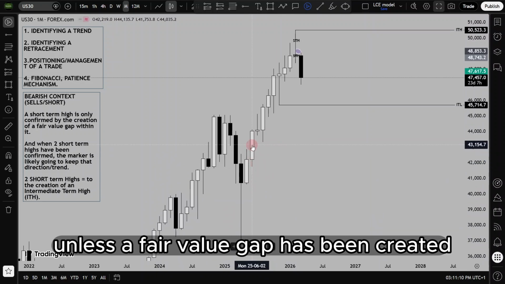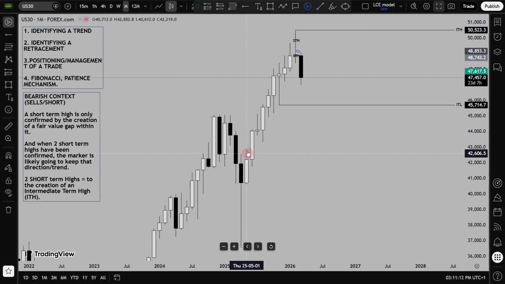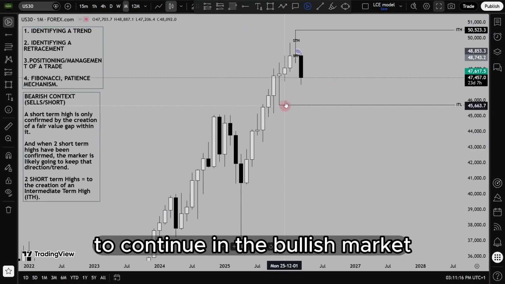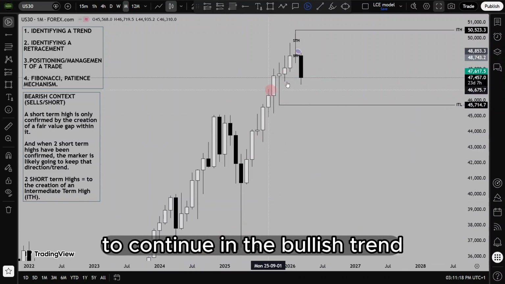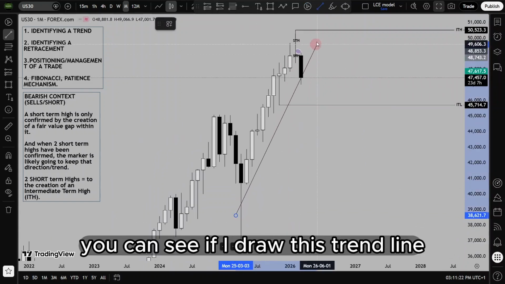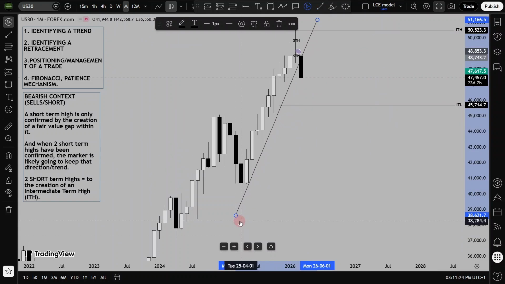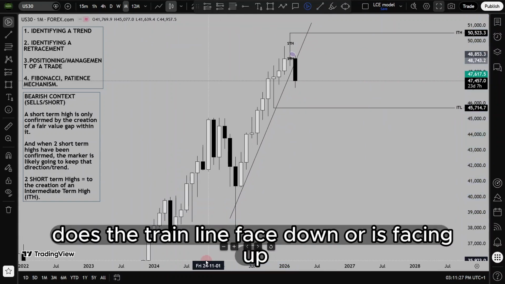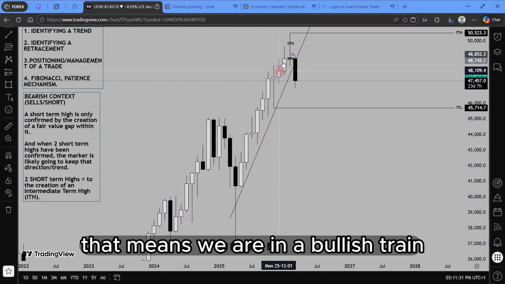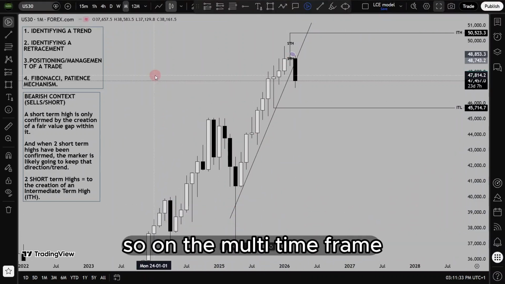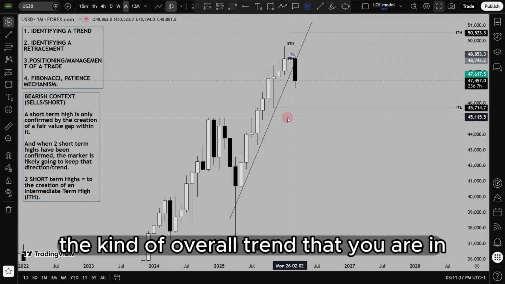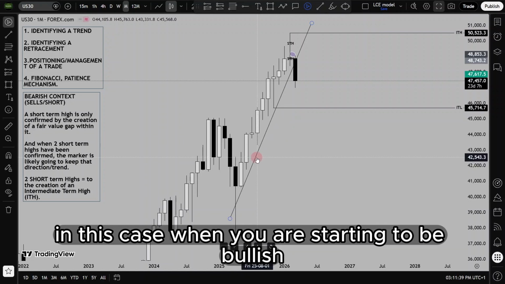Unless a fair value gap has been created, price will always seek its previous candle high to continue the bullish trend. And that is what we have here. You can see if I draw this trend line, does the trend line face down or is it facing up? It is growing up, right? It is not growing down. That means we are in a bullish trend. So on the monthly time frame, I can quickly show you the kind of overall trend that you are in. In this case, on US30, we are bullish.